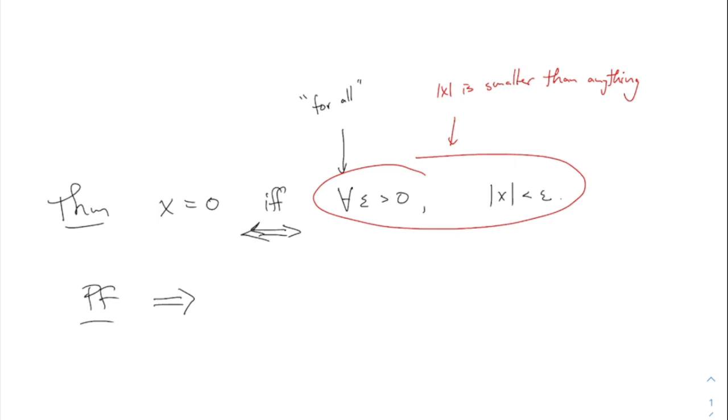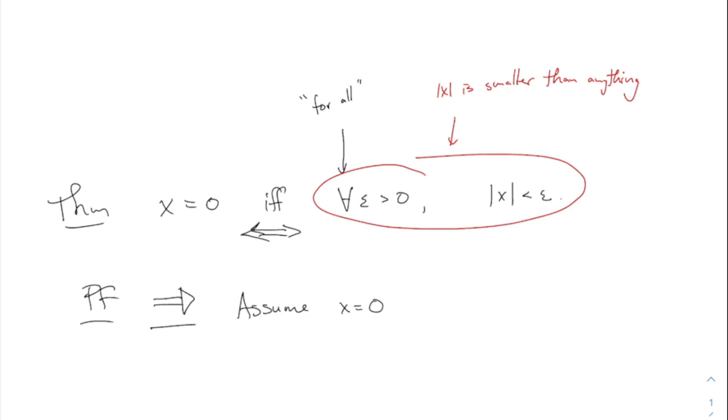And I guess I'll do this way first. It doesn't really matter. Usually I'll do the easier way first, although in this case, I don't think there's really much of an easier way. So in this case, I always like to write down what I'm assuming exactly, and then what I want to prove. So I assume the thing on the left, which is that x is zero. And then what I want to prove is the thing on the right, which is this complicated bunch of nonsense.